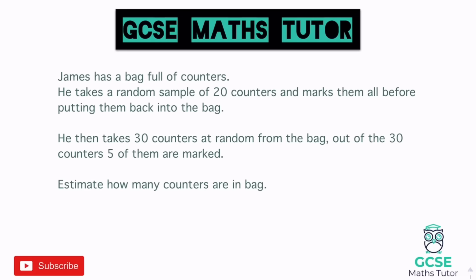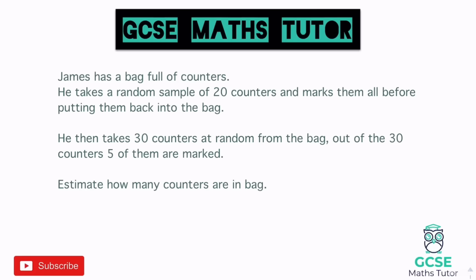Okay, and looking at some ratio and proportion now. So this says James has a bag full of counters. He takes at random a sample of 20 counters, marks them all and puts them back into the bag, and then he takes 30 counters at random, and out of them 5 are marked. Estimate how many counters are in the bag. So we're looking at capture, recapture here.